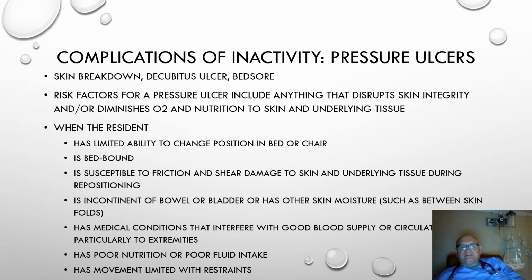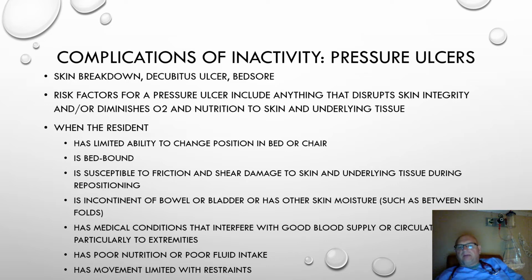Pressure ulcers. The skin breakdown, also known as decubitus ulcer or bed sores. The risk factors for a pressure ulcer include anything that disrupts the skin integrity and or diminishes oxygen and nutrition to the skin and underlying tissues. When the resident has limited ability to change position in the bed or chair, they're at more risk. If they are bedbound, they're susceptible to friction and shear damage to the skin and underlying tissue during repositioning. That's why it's very important to make sure that we're lifting the resident instead of sliding them on the sheet or the draw sheet. We want to be lifting them so we're not causing that friction.